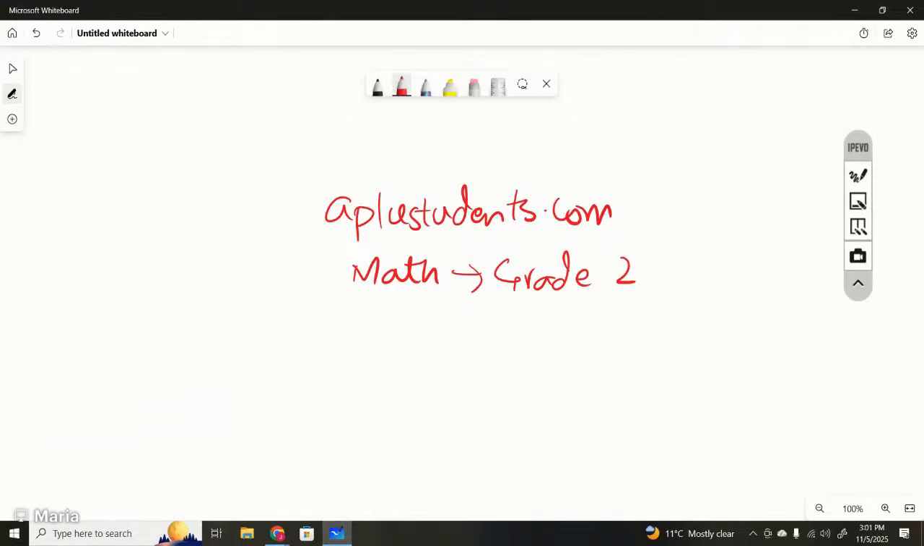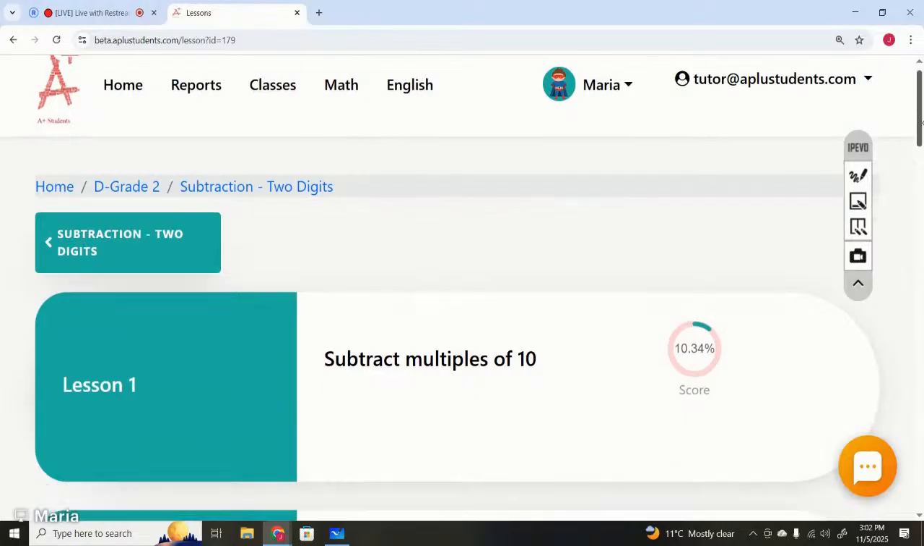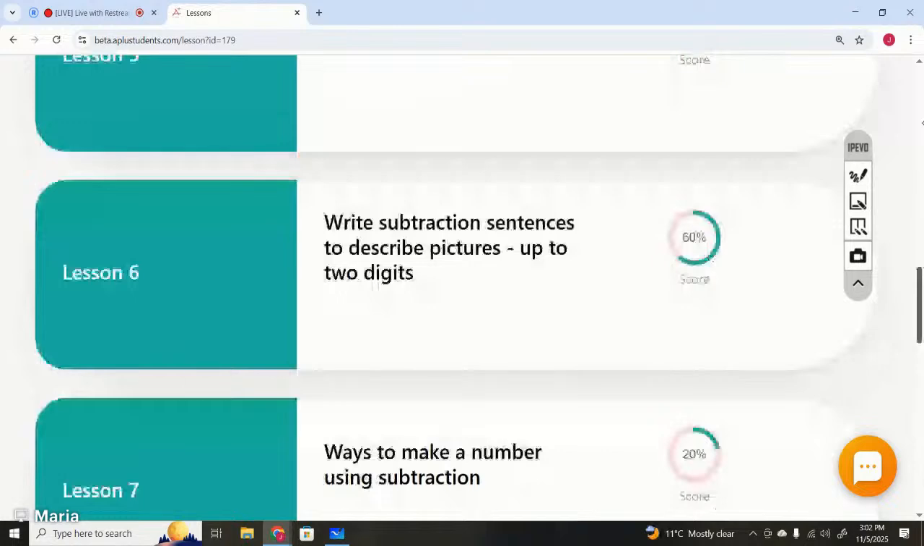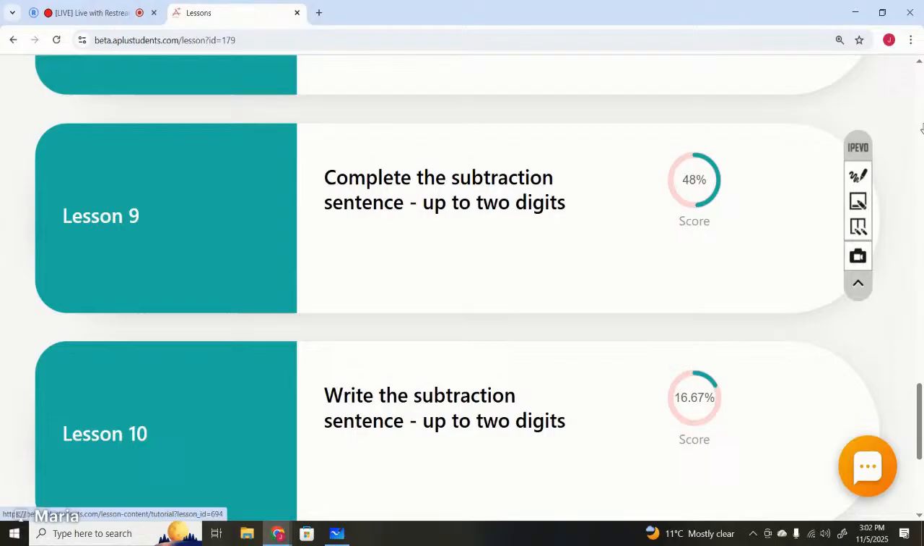We're going to start with the chapter Subtraction 2 digits. So please make sure you have your notebook and pencil so that you can note down the important examples. Let's just start with the lesson, that is complete the subtraction sentence up to 2 digits.